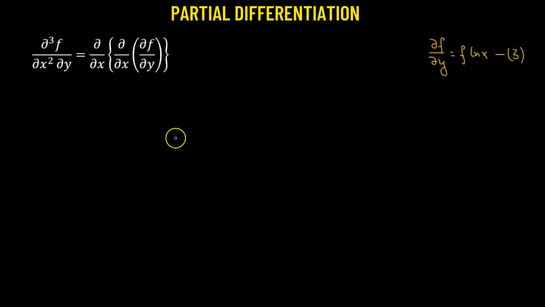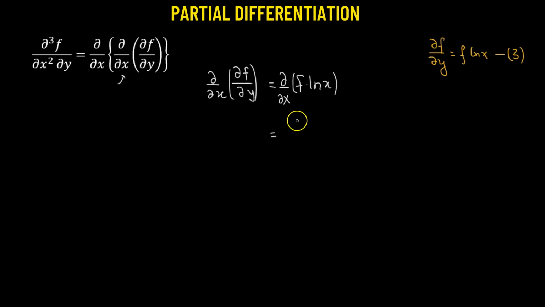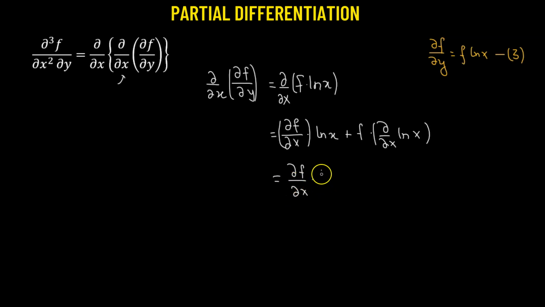So let's begin. From equation number 3, partial of f with respect to y equals f times natural log of x. We'll now take the partial with respect to x on both sides. So we'll take partial with respect to x of f times log of x. We'll have to use the product rule here. So we have partial of f with respect to x multiplied by natural log of x plus f times partial with respect to x of natural log of x. This means we have partial of f with respect to x times natural log of x plus f times 1 over x, so we have f over x.